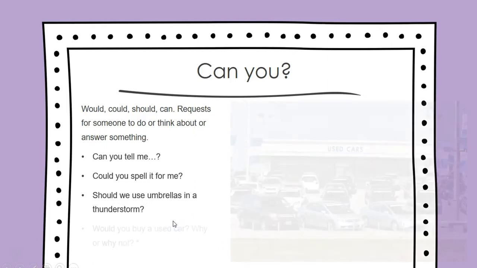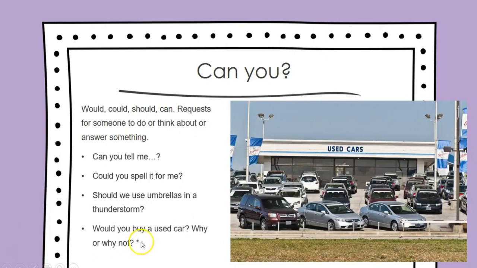So, another example is, would you buy a used car? Why or why not? Would you buy a used car? A car that somebody else has owned and driven before you? And they may ask about pros and cons, or advantages and disadvantages. What are the good things and the bad things about used cars? A good thing is that maybe they're cheaper, but a bad thing is that maybe they don't look as nice, or maybe they don't run as smoothly. So why or why not?